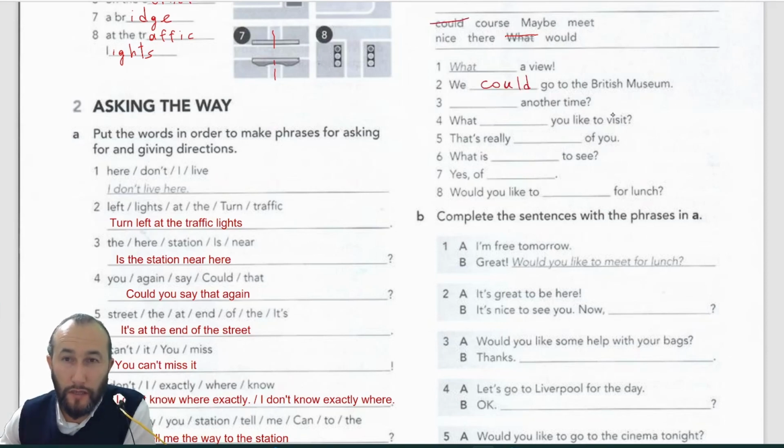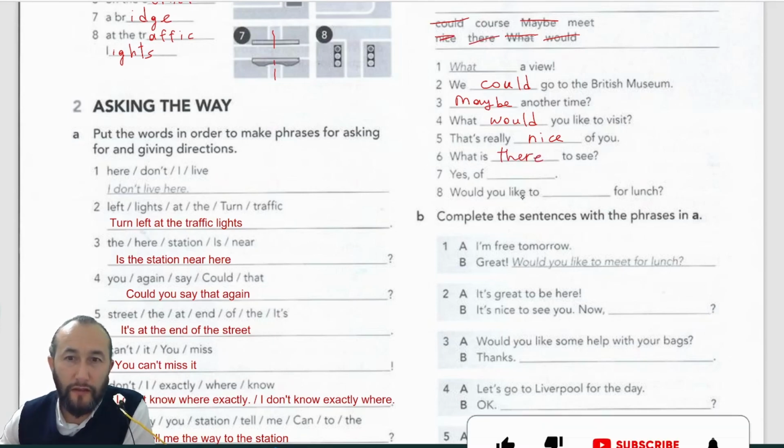Number 3, another time. So maybe another time. Maybe is gone. Number 4, what would you like to visit? Number 5, that's really nice of you. Okay, that's done. And 6, what's there to see?